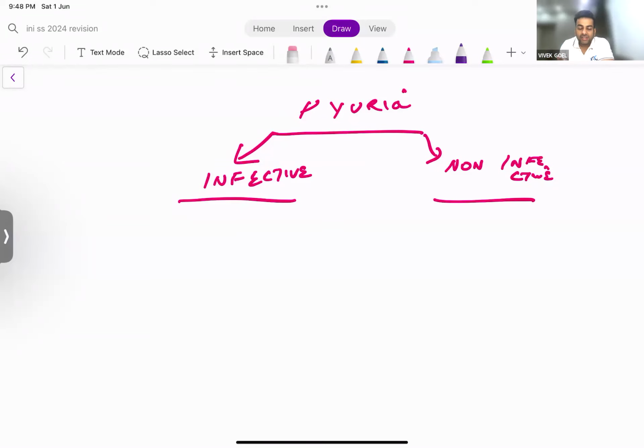One of the causes of pyuria is infective, but there are many causes of non-infective pyuria, like acute interstitial nephritis, like renal calculus disease, like acute glomerulonephritis that could lead to pyuria, more than 5 WBCs in the urine. But infective causes, of course, there could be bacterial infections, there could be tuberculosis infection, fungal infection. All these will lead to infective pyuria.